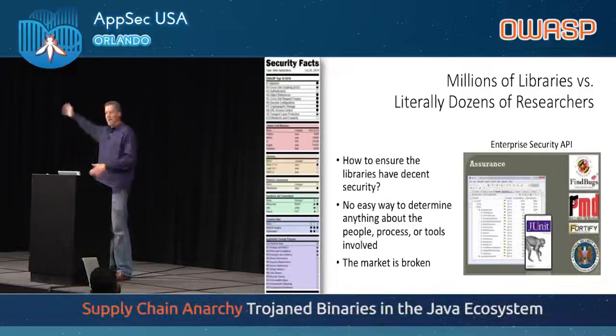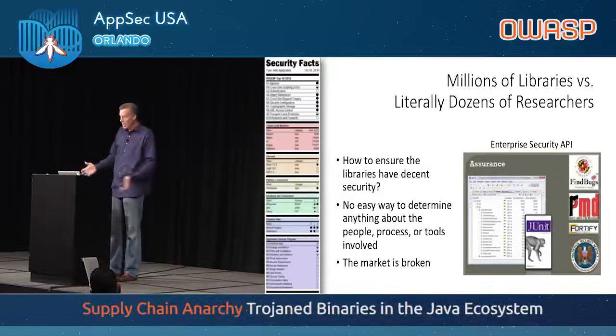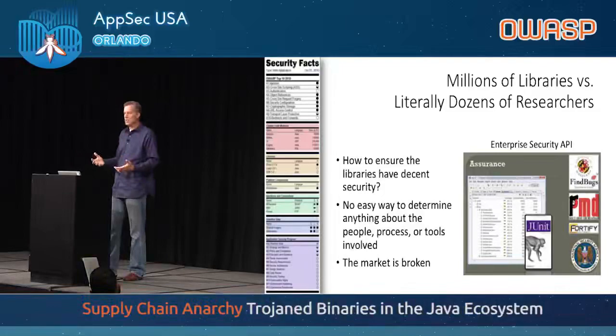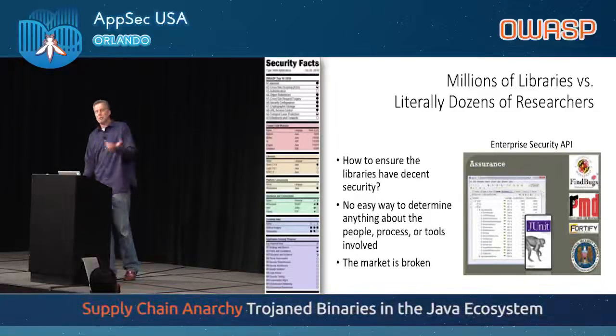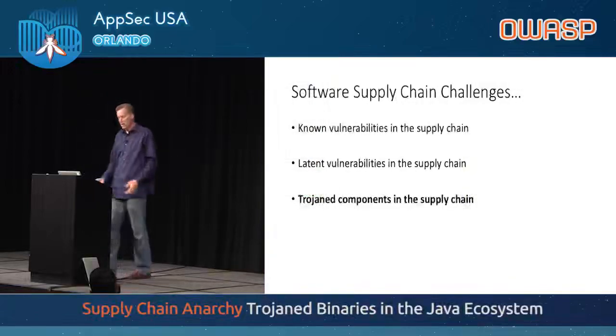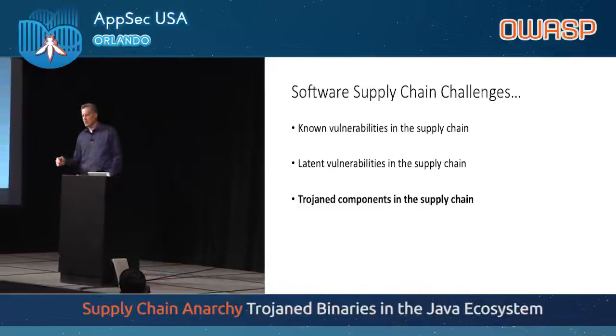So this is really important. There is no security facts label for software, and it's something that I think could really help. Anyway, I'm not going to spend a lot more time on latent vulnerabilities. You should just know this is not a needle in a haystack problem. This is a haystack full of needles problem. But this is a problem that all the other talks here are about, and so I'm going to move on and talk about the last thing, which is Trojan components in the software supply chain.